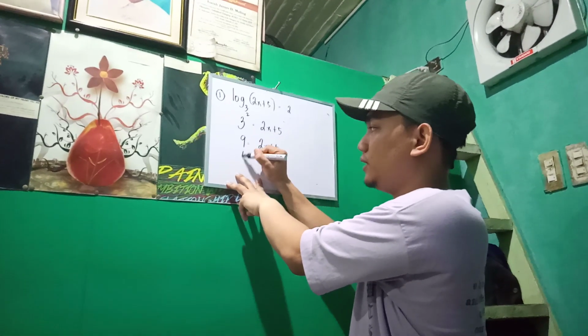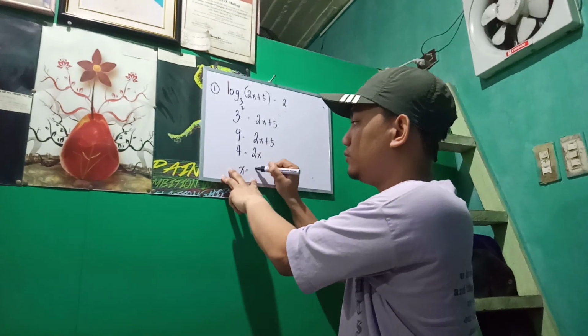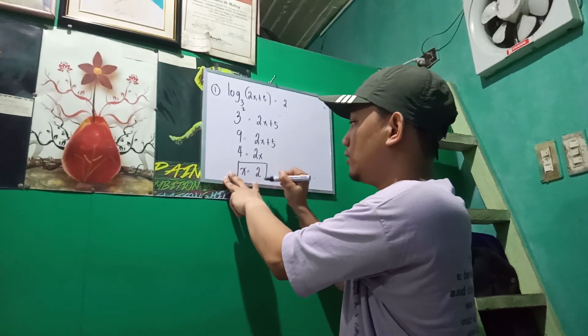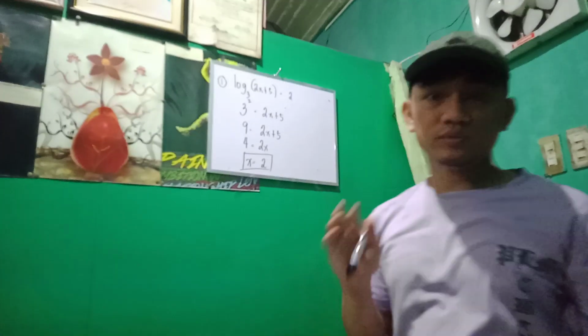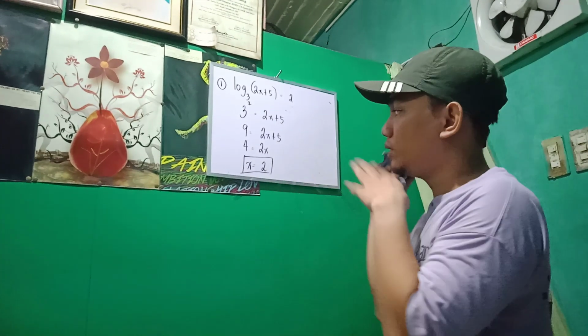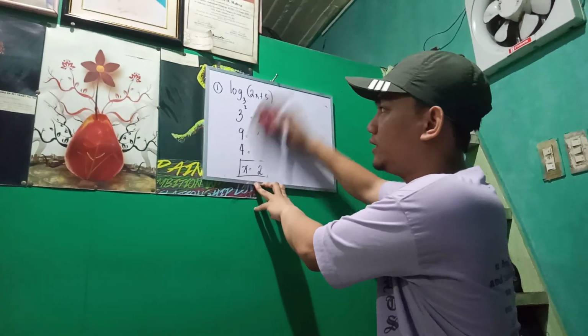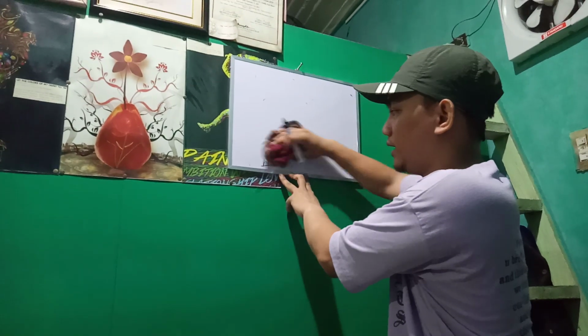9 minus 5, that is 4, equals 2x. Therefore, x is equal to 2. Okay? Next problem. So, medyo madali pa lang yan. So, medyo proceed tayo sa medyo komplikado ng konti. Dagdagan lang natin ng difficulty. So, for our next problem, so try natin.